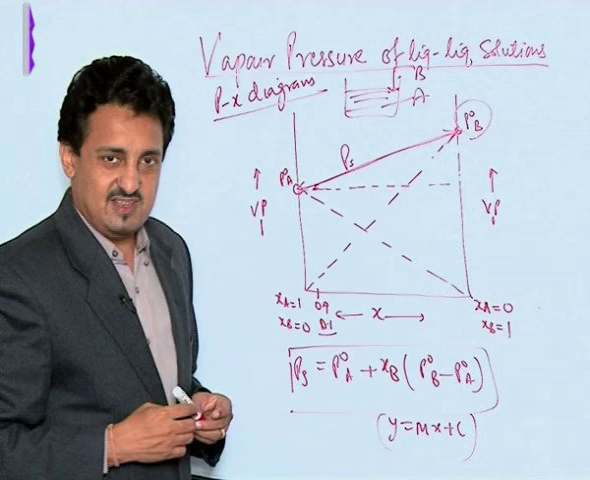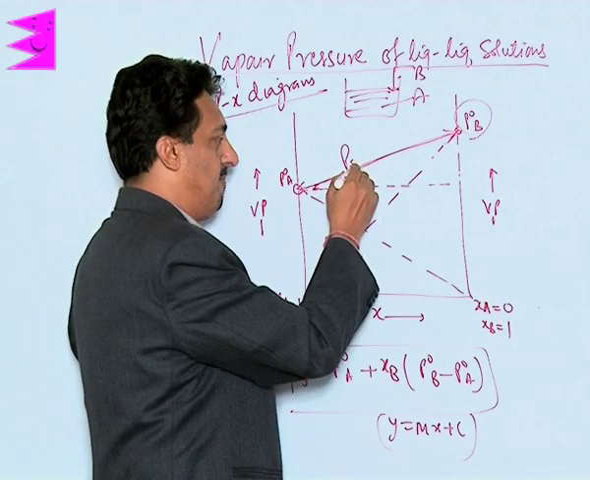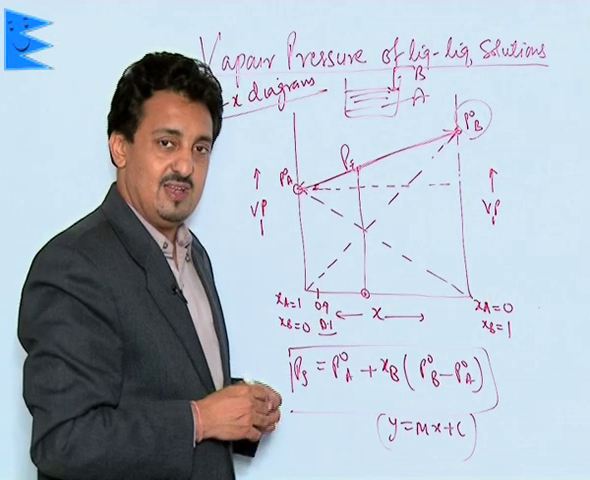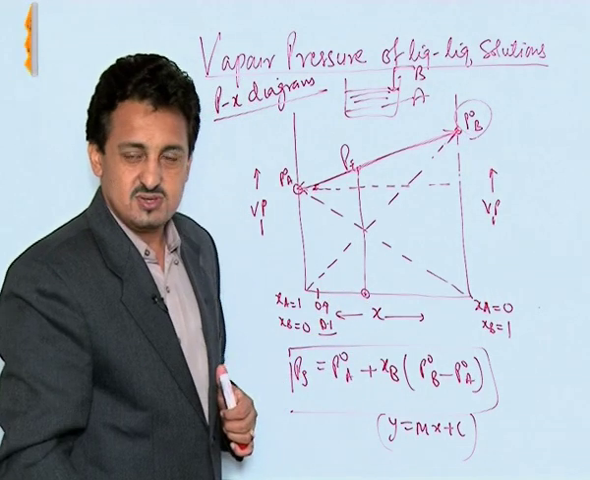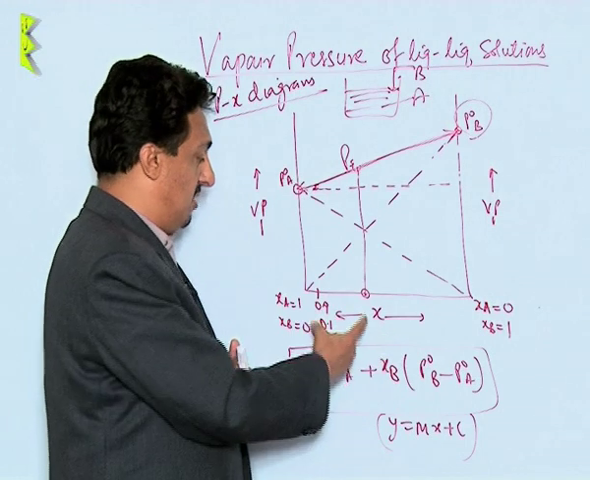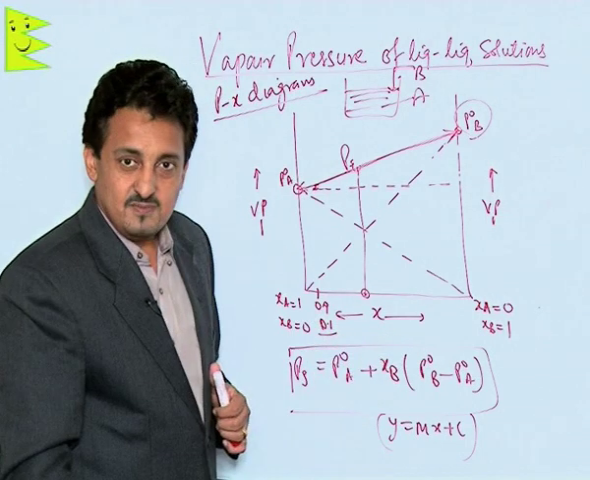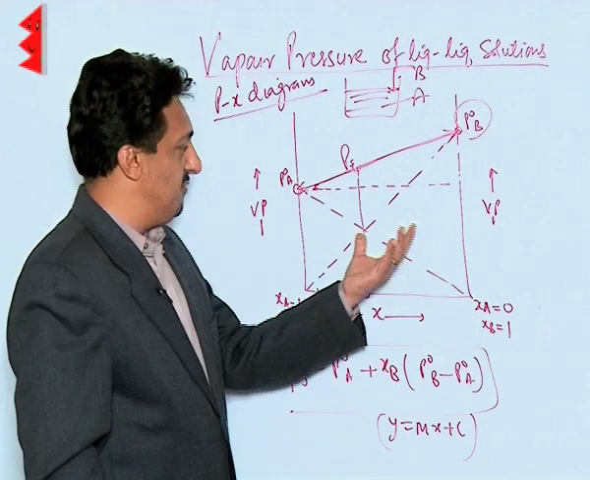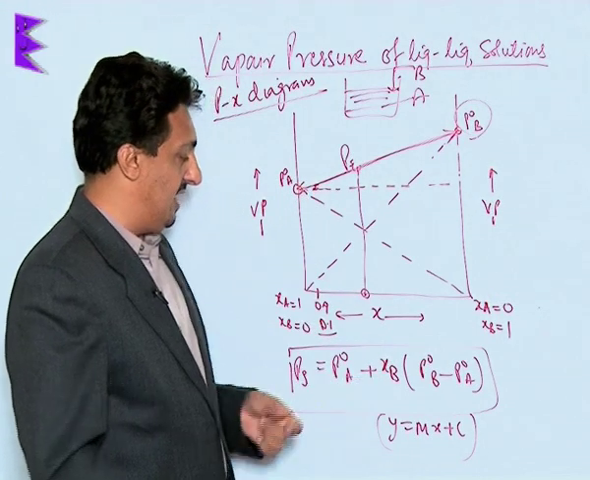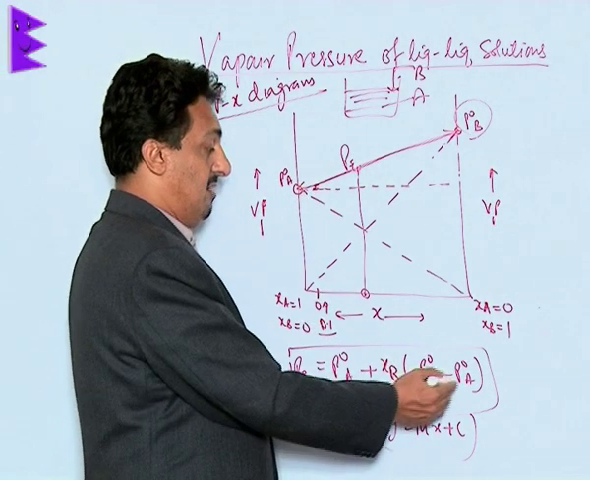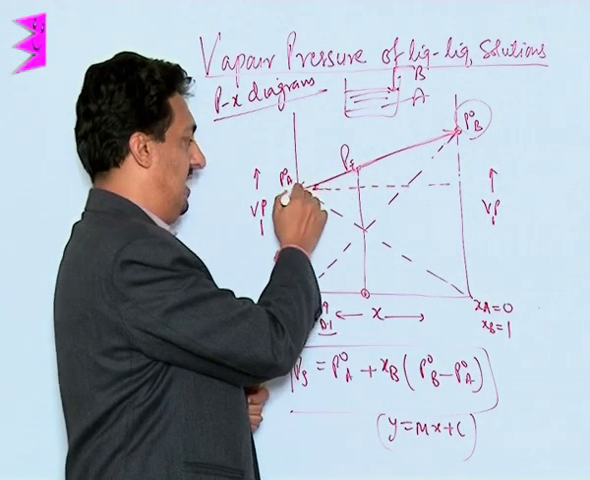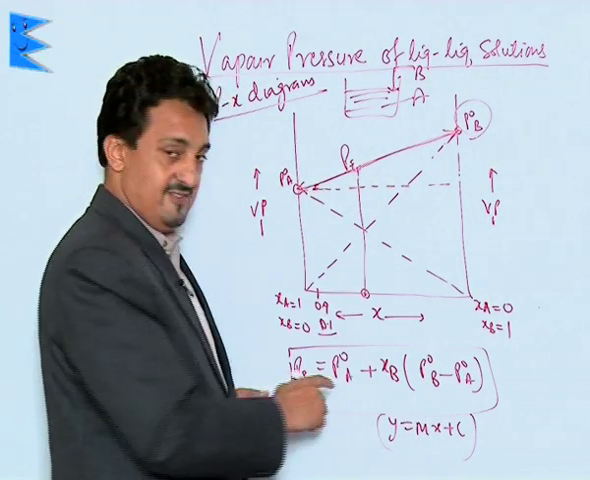The best part of this graph is that from any point you can draw a perpendicular, and you can find out what the composition of the solution will be at that particular vapor pressure. We can find out in the liquid state how much of A is there and how much of B is there. As indicated by this graph, the slope is positive. The slope is P naught B minus P naught A. The intercept is at P naught A.